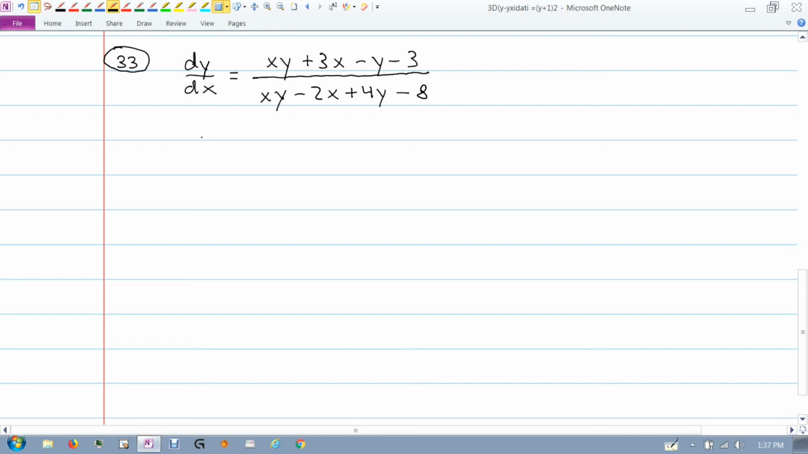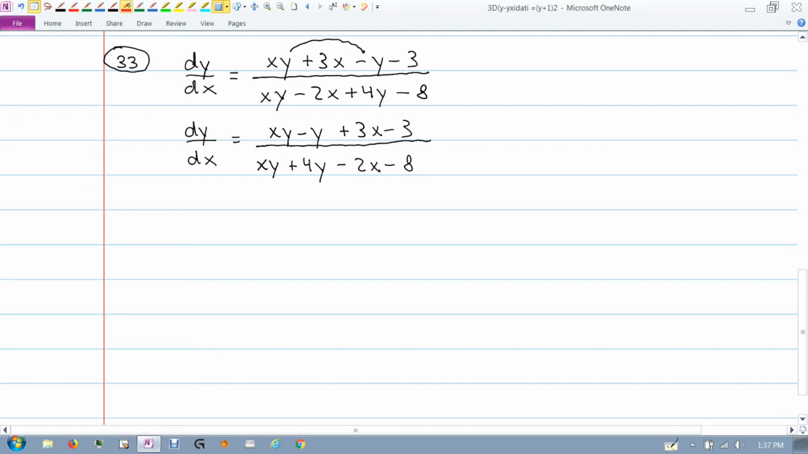All right, so let's see here. dy/dx equals... what made me think of that is we've got 4 terms on the top and bottom. So I'm going to put those two together, xy minus y, and then plus 3x minus 3, just reordering things. Then on the bottom, I'm going to do the same thing, xy plus 4y minus 2x minus 8. Let's just see what happens. I may have this going the wrong way, but let's try.